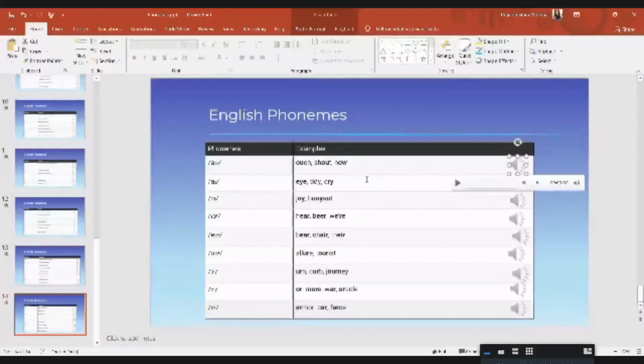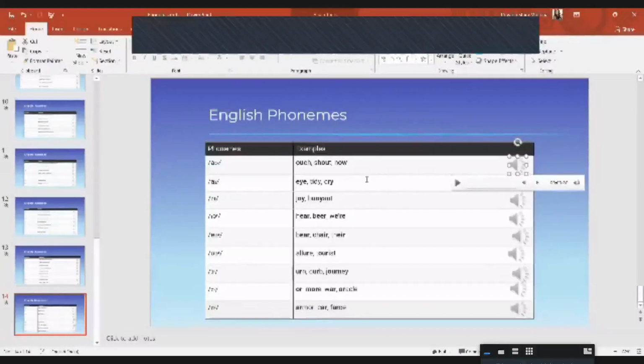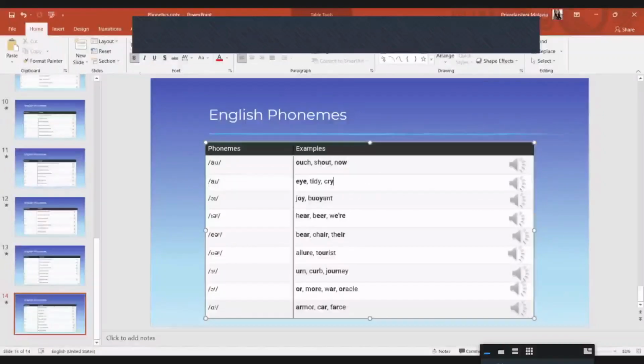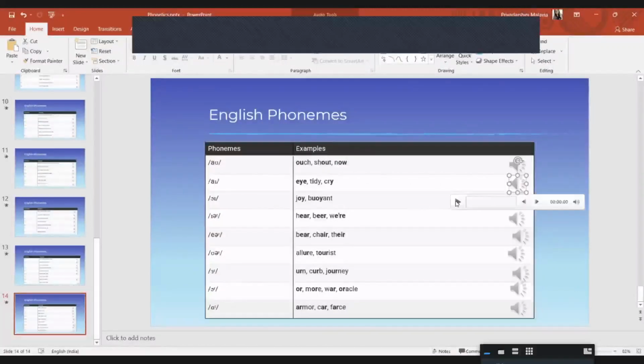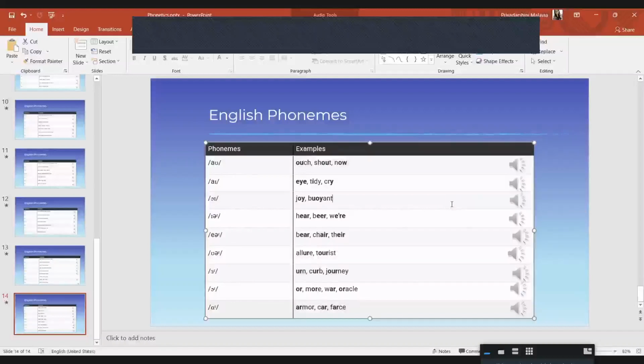All right. Now the second one, it is an I sound. The whole word "I" is basically just that. I, tidy, cry. It's an I sound. Everyone understood the I sound? Yes, ma'am. Okay.